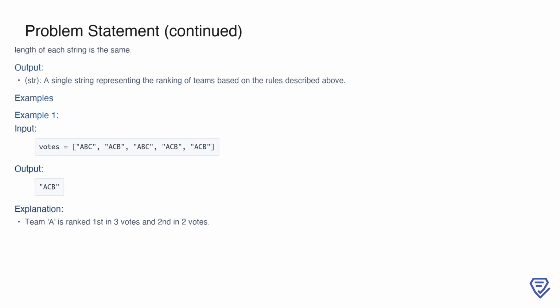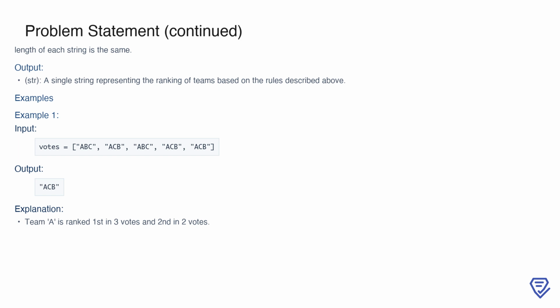Now, let's look at the input and output format. The input is an array of strings called votes, where each string represents a voter's ranking of the teams. Importantly, the length of each string is the same, meaning all voters rank the same set of teams. The output will be a single string that shows the teams arranged in their final ranking order based on the rules described earlier. Let's consider the first example to understand how this works.